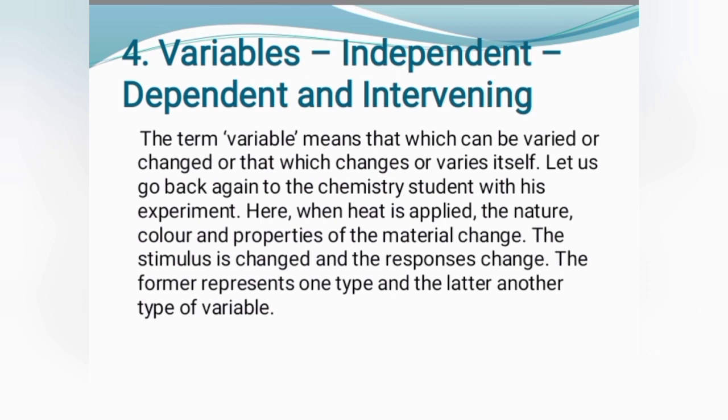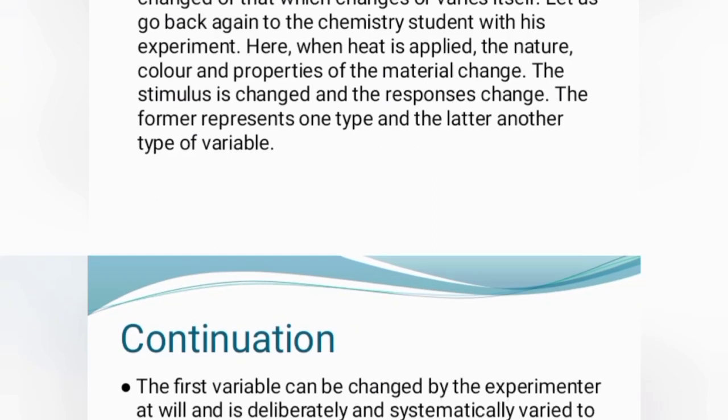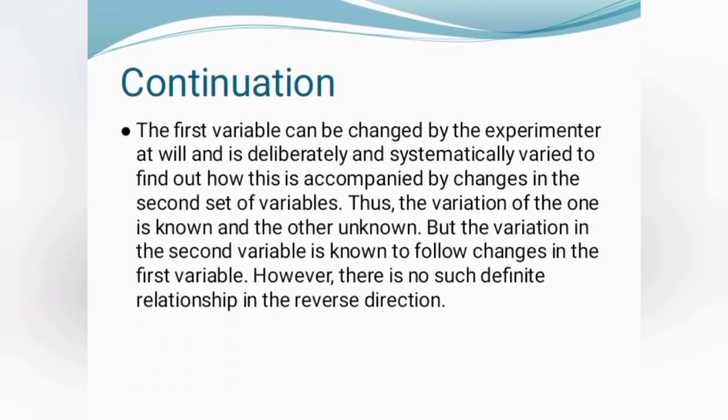The term variable means which can be varied or changed, which changes or varies itself. Let us go back again to the chemistry student with his experiment. Here when the heat is applied, the nature, color, properties of the material change. The stimulus is changed and the response changes. The former represents one type and the latter another type of variable. So the first variable can be changed by the experimenter and is deliberately and systematically varied to find out how this is accompanied by changes in the second set of variables.